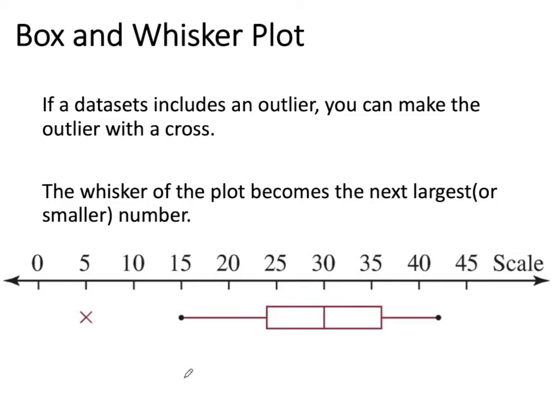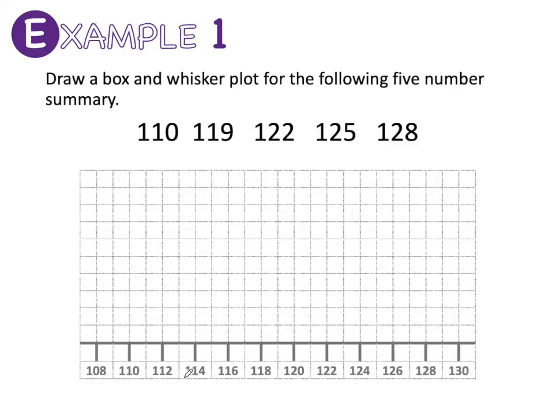Having a look at an example of how we draw a box and whisker plot, we've got a 5 number summary. If the question doesn't give you a 5 number summary, you need to prepare one. If you're not sure how to prepare a 5 number summary, go back and have a look at the video on 5 number summaries. But here we've got 110, 119, 122, 125, and 128.